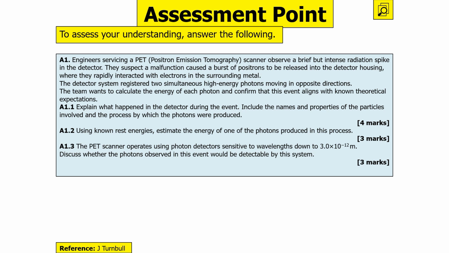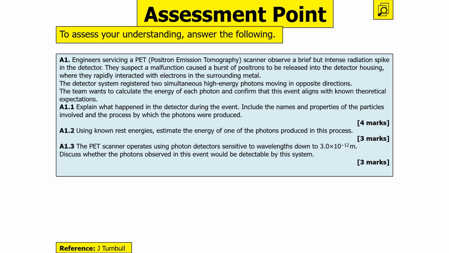The detector system registered two simultaneous high-energy photons moving in opposite directions. The team wants to calculate the energy of each photon and confirm that this event aligns with known theoretical expectations. Explain what happened in the detector during the event. Include the names and properties of the particles involved and the process by which the photons were produced.